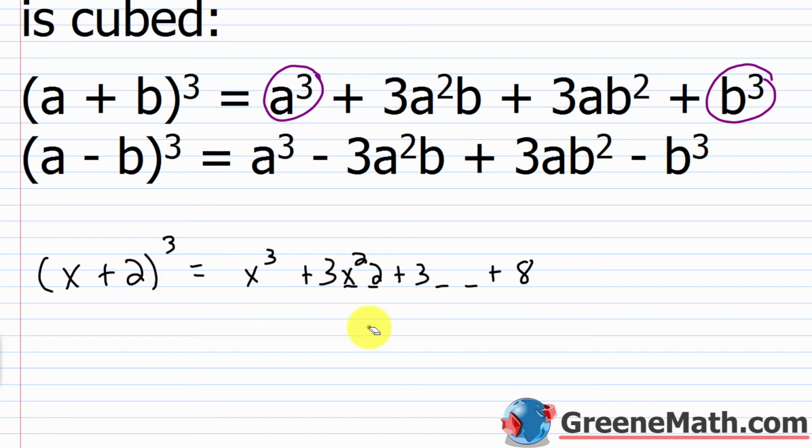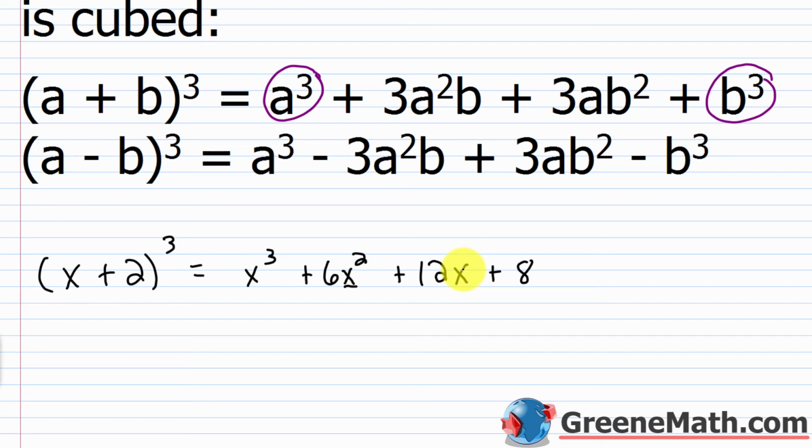And 3 times 2 is 6, so I can go ahead and erase this and put 6 for now. So 6x squared. Now in the last one, I put x squared, the first term. So in this one, I'm going to make the second term squared. So 2 squared is 4. So this is going to be 4. And then the other one is going to be to the first power. So 3 times 4 is 12, so this is going to be plus 12x. So I get x cubed plus 6x squared plus 12x plus 8.